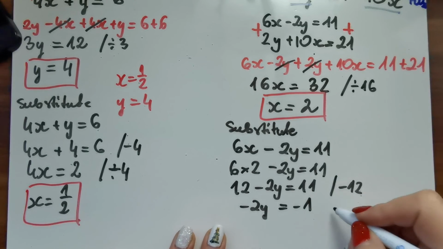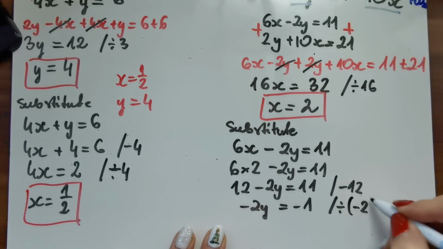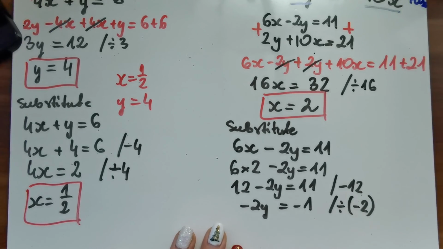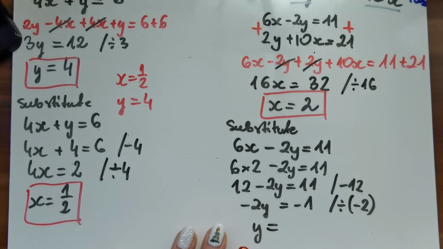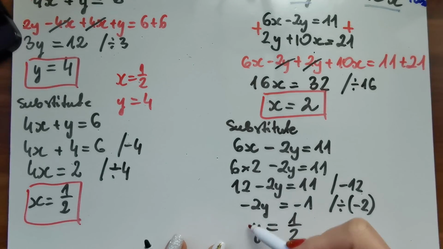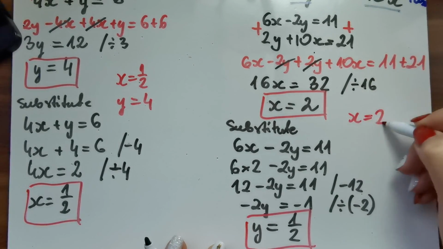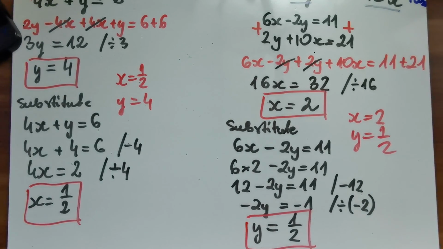So now I need to divide by negative 2 both sides. So here I will have negative 2y divided by negative 2 is equal to y. Negative 1 divided by negative 2 is equal to half. And this is the second value that I was looking for. So x equal 2, y equal half is the set of our solution.